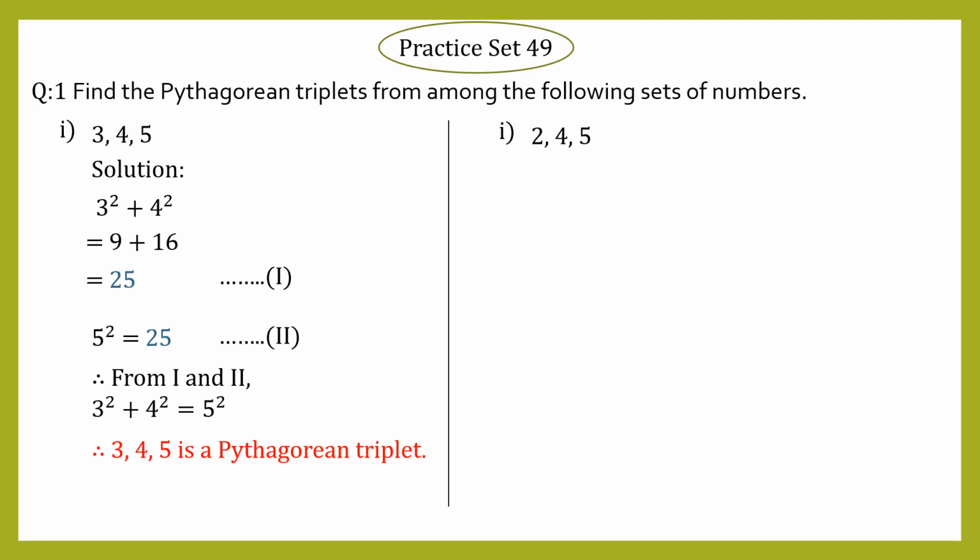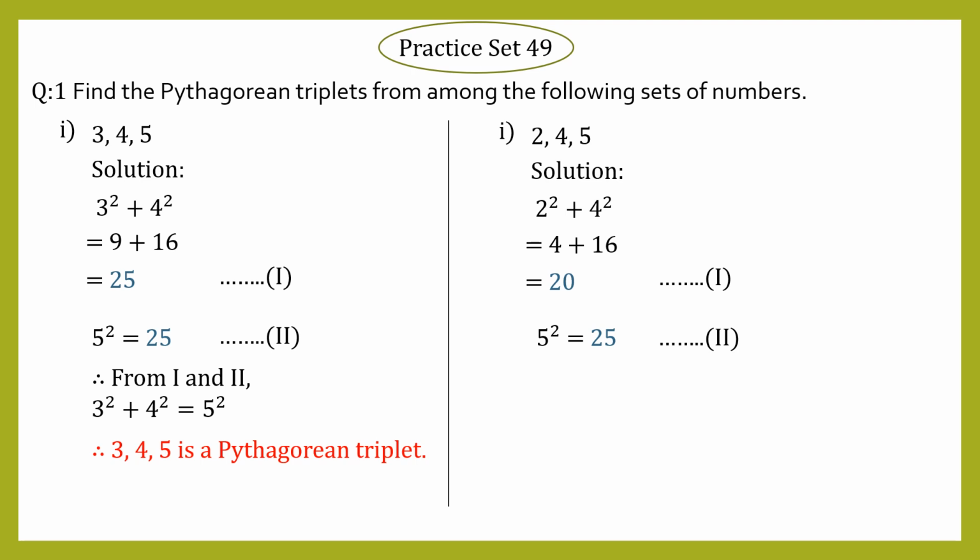Second sum, 2, 4, 5. Let's check whether it is a Pythagorean triplet. 2 square plus 4 square, that is the square of the two smaller numbers. 2 square is 4, 4 square is 16. Let's add them. 4 plus 16 is 20. We can keep this as equation number 1. 5 square, that is the square of the larger number. 5 square is 25. Equation number 2.